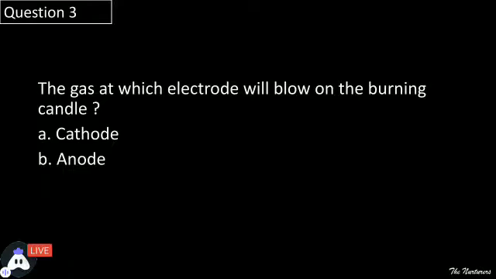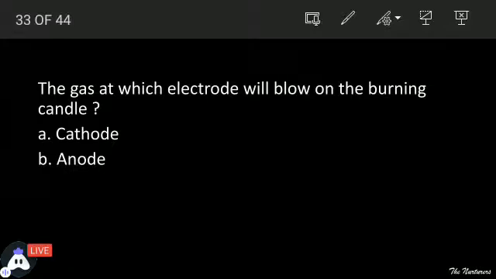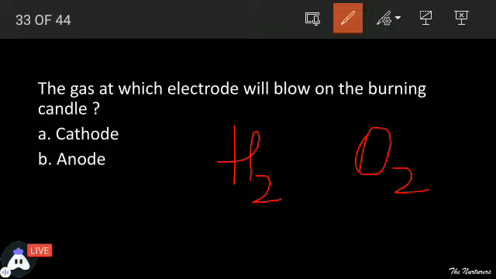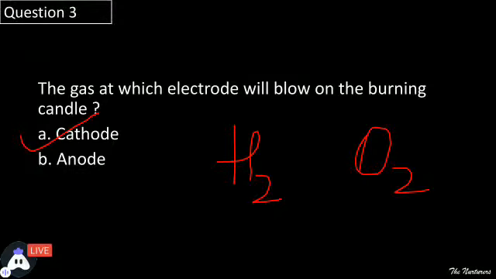द नेक्स्ट, द गैस एट विच इलेक्ट्रोड विल ब्लो ऑन द बर्निंग कैंडल. नाउ वी हैव टू gases which we have already talked about. One is hydrogen, another is oxygen. तो कौन सी गैस आपकी कैंडल को ब्लो ऑन करेगी और सपोर्ट करेगी? तो कौन सी गैस सपोर्ट करेगी? हाँ जी, विल ब्लो ऑन, सॉरी. सो यस, द गैस at the cathode will blow on the burning of candle.